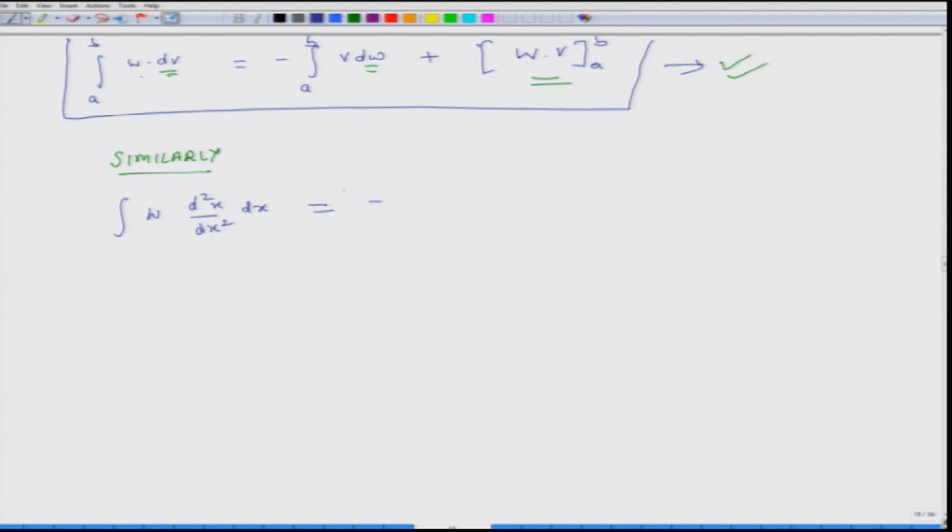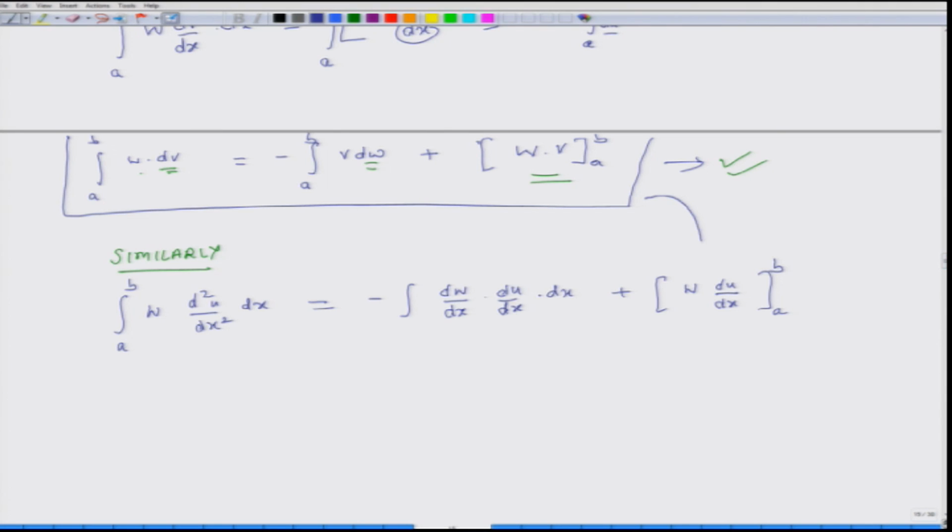So, this is equal to minus, this is a to b, oh I am sorry, u. So, this is equal to dw over dx times du over dx times dx plus w times du over dx, a to b. How did I get this?